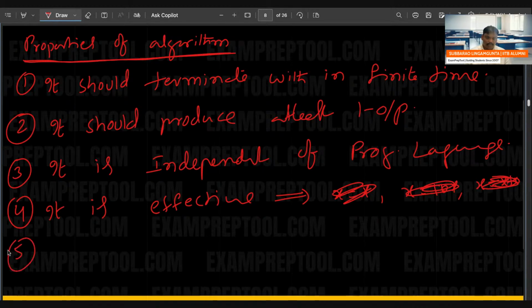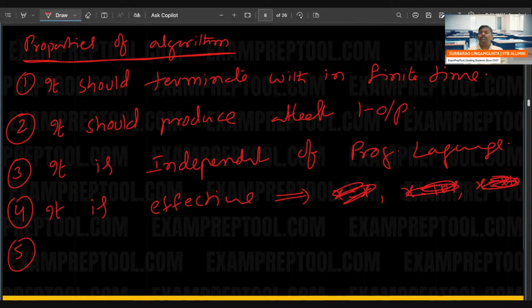Fifth one. Anything else? If anyone wants to comment, you can comment. Sir, I think this point is not clear. Sir, this point you have not written. If you say, I will write. It should terminate within finite time, produce at least one output, be independent of the programming language, and be effective. Next. Anything else? If anyone wants to say any point?